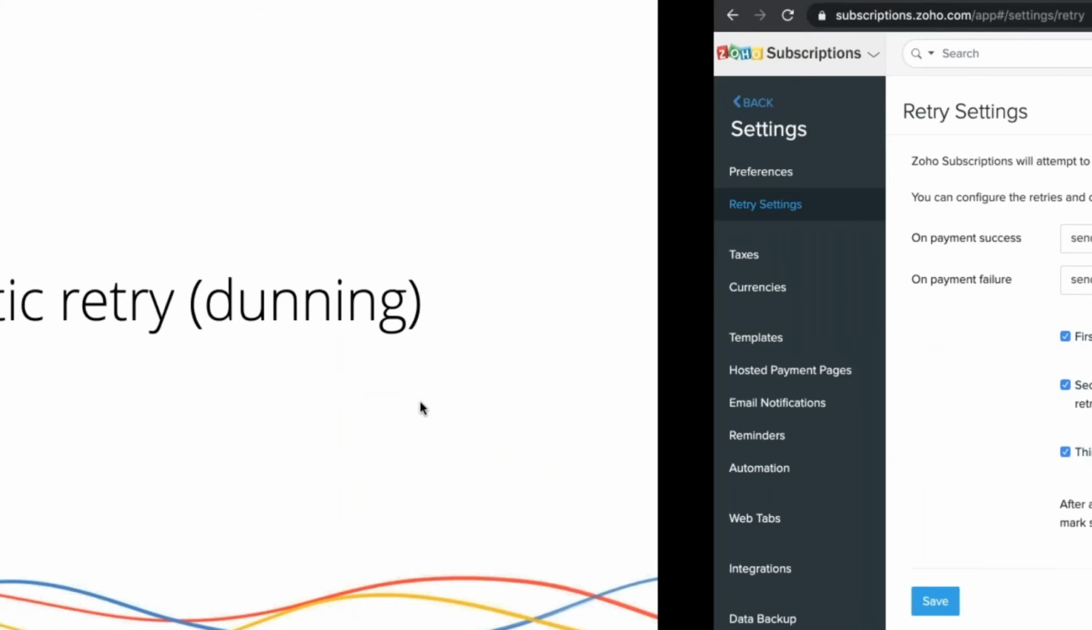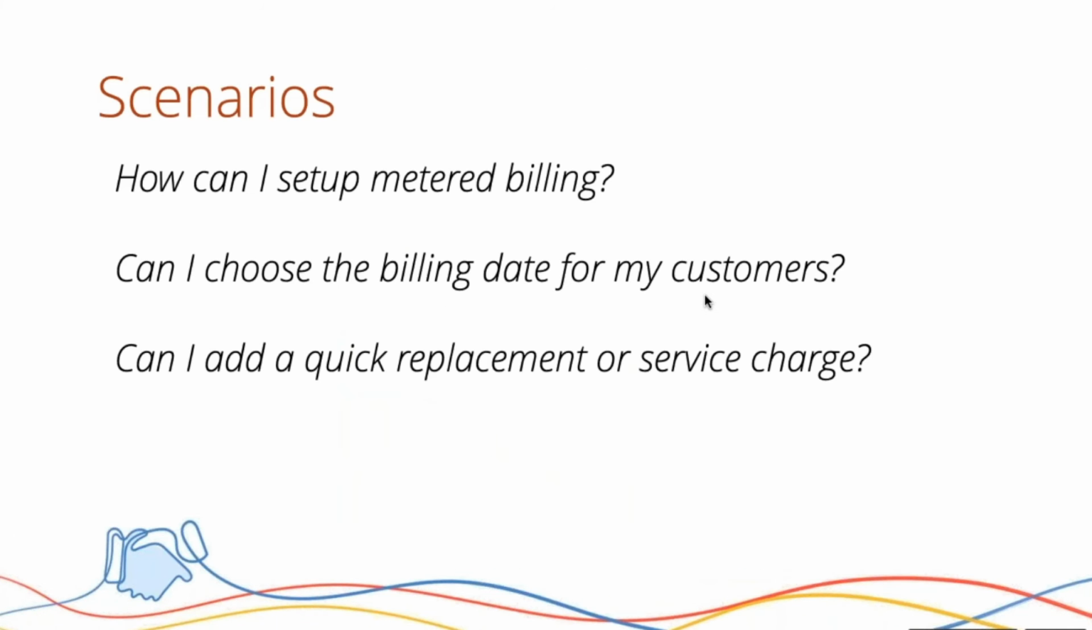All right, so setting up metered billing. We saw that you can just hit the check mark for metered billing. We'll talk a little bit more about that now. Can I choose the billing date for my customers? Yes, it would be under the payment terms. You can choose the length of payment terms, and then using calendar-based billing, you can set the billing date at a certain time. Can you add a quick replacement or service charge? Yes, you have the option of adding a charge to the invoice, as you saw manually, and it will be on that next invoice to collect.